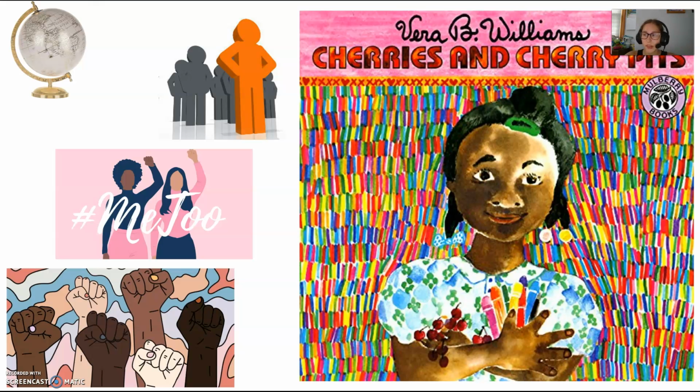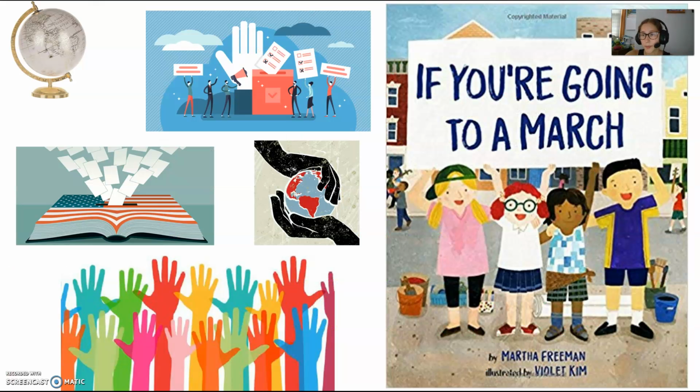So there are certain books, such as Cherries and Cherry Pits, and these books can aid in teaching things such as autonomy, especially in certain groups of people that are known to be historically silenced. So whether they are people of color, women, it really brings out the idea of autonomy.